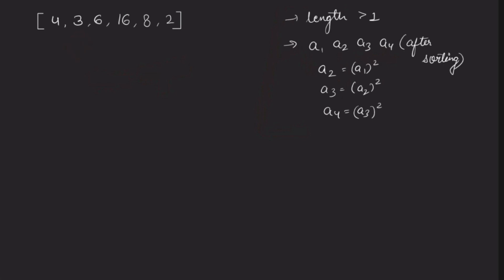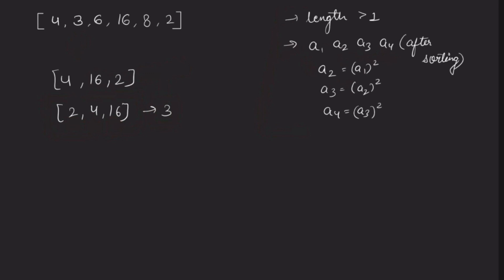So in this case, one of the subsequences is 4, 16 and 2. Now if you sort this, what you get is 2, 4, 16. Now check whether every element is the square of its previous element or not. So 4 is the square of 2. Yes. 16 is the square of 4. Yes. So that means this is a valid subsequence and its length is 3. You can find all such subsequences, and whichever has the maximum length is your answer. That is your longest square streak.